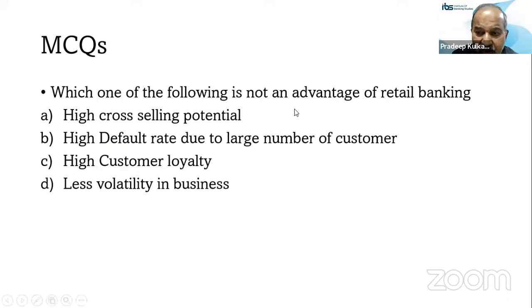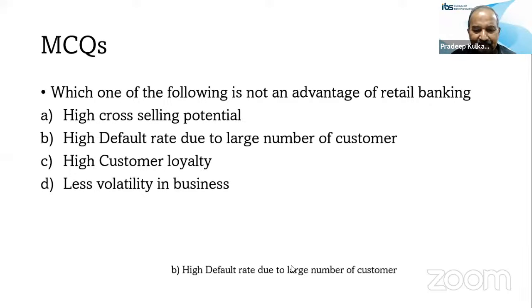Which one of the following is not an advantage of retail banking? High cross-selling is an advantage. High default rate due to large number of customers. High customer loyalty. Less volatility in the business. So this is a fact. High default rate is a disadvantage. So not an advantage. Less volatility is an advantage, isn't it? What is the question asked? Not an advantage.